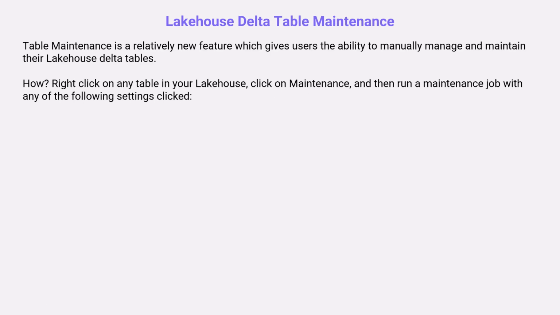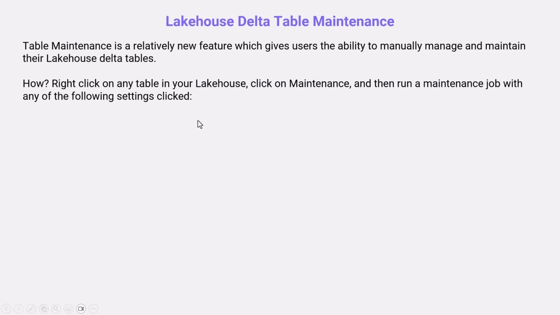So table maintenance is a relatively new feature, and it gives us the ability to manually manage, maintain, and optimize Lakehouse Delta tables. In the Lakehouse, uniquely, we have quite a level of control and visibility over the underlying Delta tables, right? We don't really get that in the data warehouse. There's not much we can do to optimize the Delta other than that V-ordering that we looked at. But there's a lot more fine-grained controls within the Lakehouse.